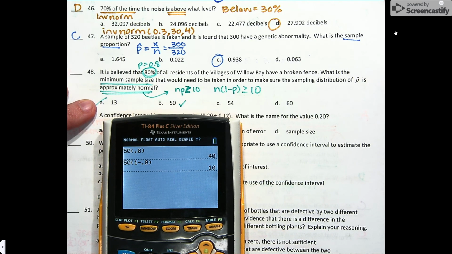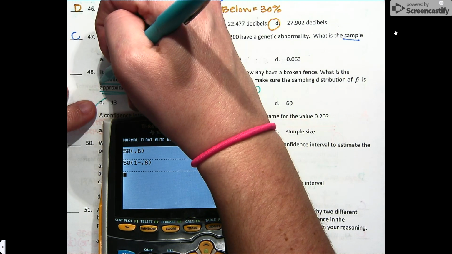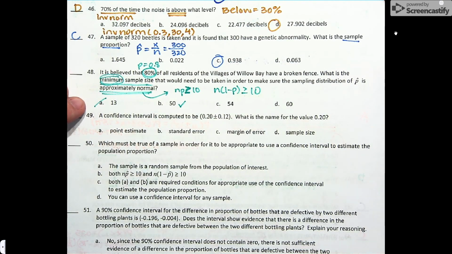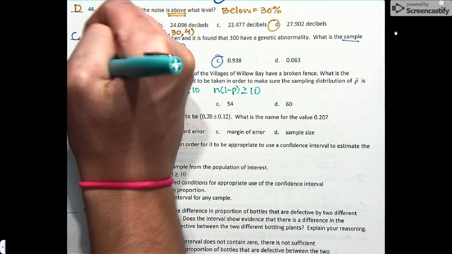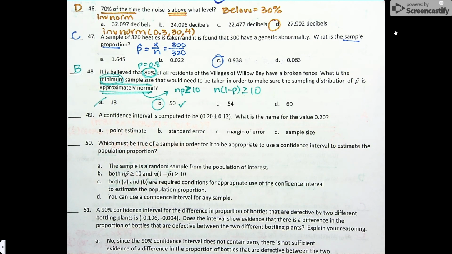Let's see, we could try 54 and 60, but they said the minimum sample size. So I'm not going to try those because if 50 works, of course 54 and 60 are going to work, but they said minimum sample size, so you have to pick the smallest.